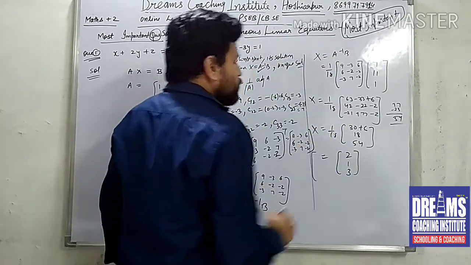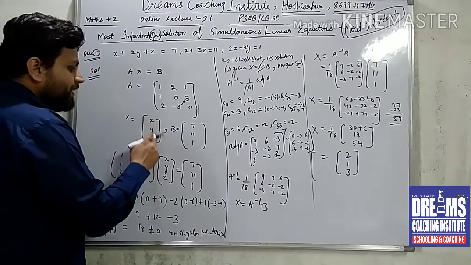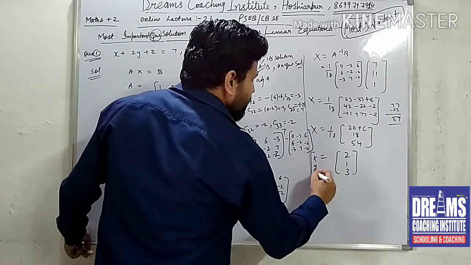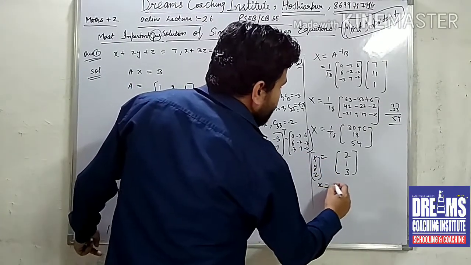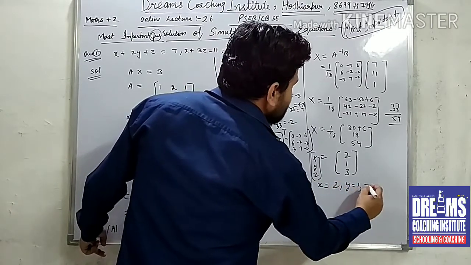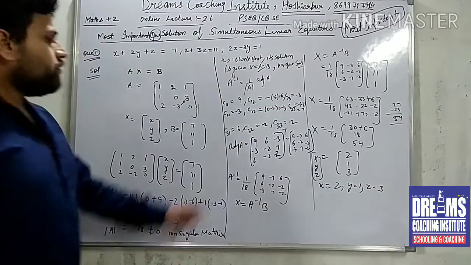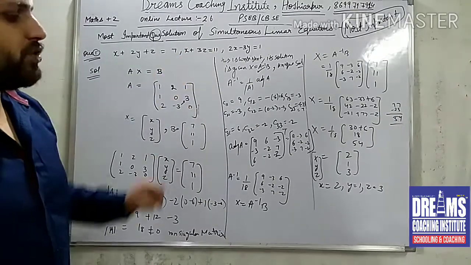So capital X is actually what? Capital X is x, y, z. So you get the values x equals 2, y equals 1 and z equals 3. So this is the method to solve these linear equations by the matrix method.